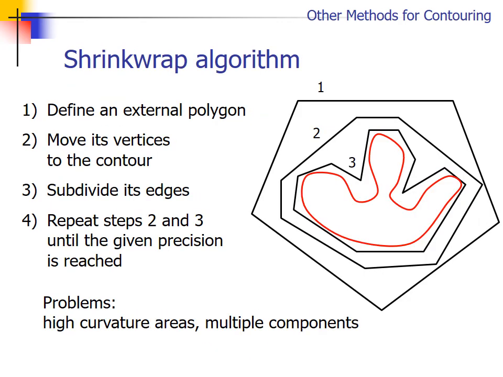The third method of contour extraction without exhaustive enumeration is the shrink-wrap algorithm. It contains the following steps. The first one is definition of an external polygon. The second one is moving its vertices to the contour. The third one is subdivision of its edges, and repetition of steps 2 and 3 until the given precision is reached. The problems of this algorithm are the same as in the predictor-corrector algorithm.